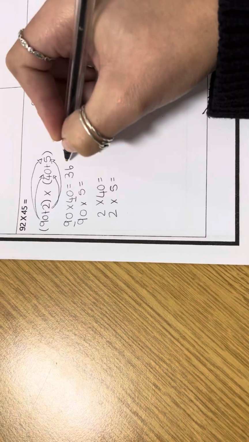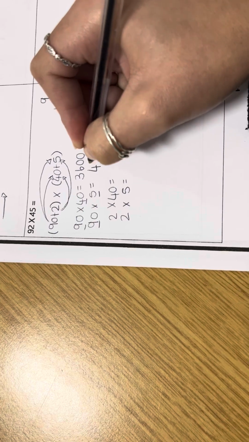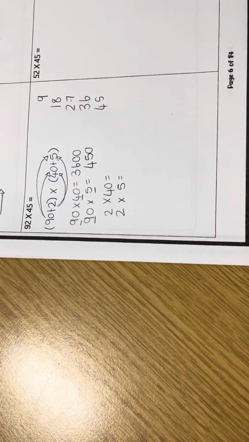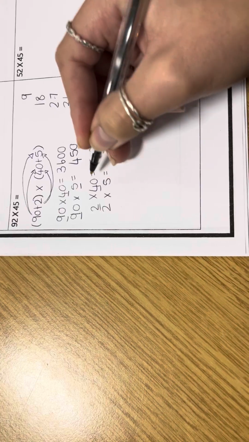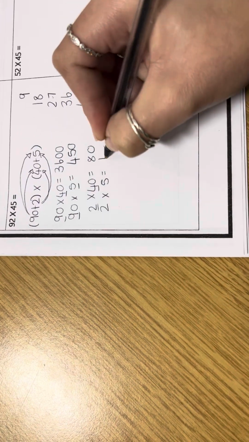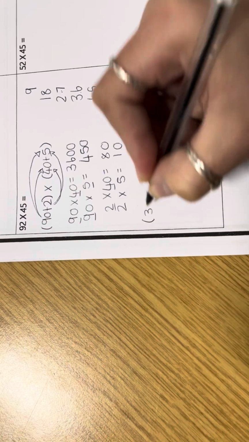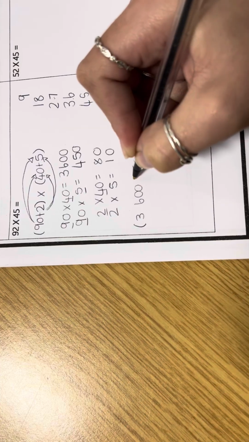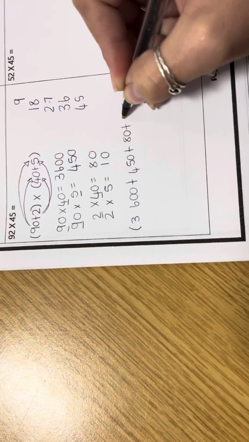And now there are 2 zeros, so those 2 zeros must also come there. So 90 times 40 is 3,600. And 90 times 5, so 9 times 5, we have 45, with that 0, so 450. And then 2 times 40, so 2 times 4 is 8 with the 0. Or you can say 2 times 40 is 80. And 2 times 5 we know is 10. Put it all back together again. So we have 3,600 plus 450 plus 80 plus 10.